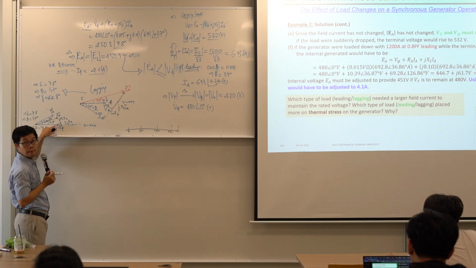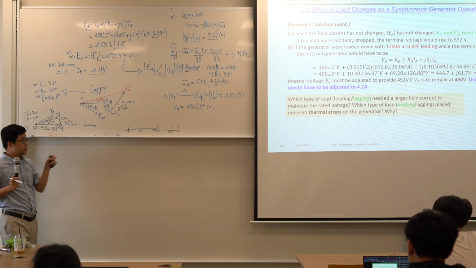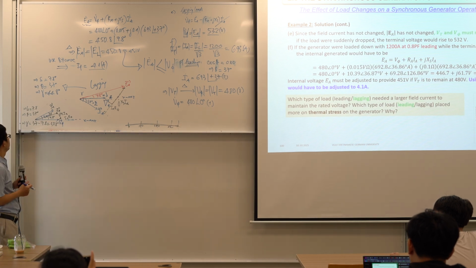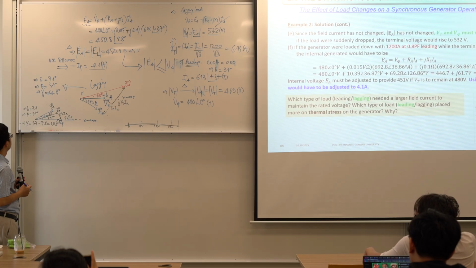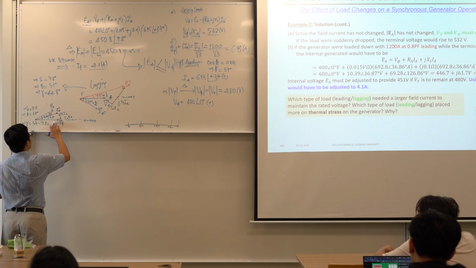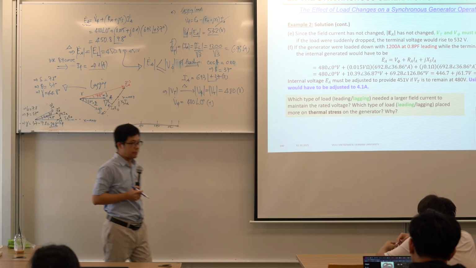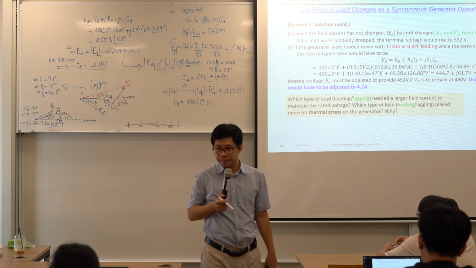Understand? Thank you so much, my students. It should be 29.2 rather than 30.8. 37 minus 7.8 shouldn't result in 30.8 degrees. Yes, it should be 29.2. Sorry, my mistake. 29.2 degrees.